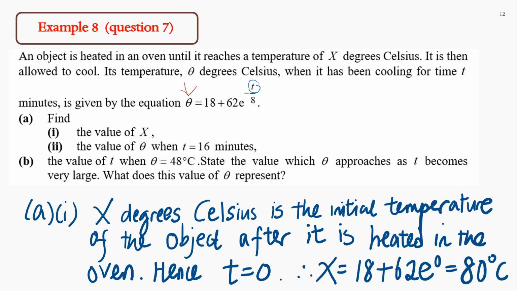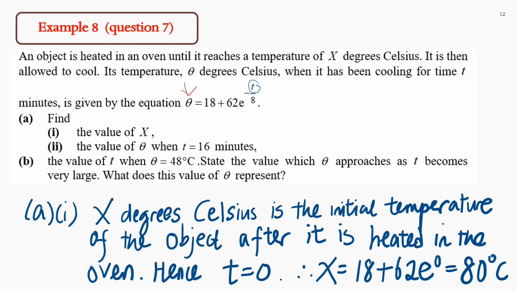Right, so you're asked to find the value of x. As explained there, x degrees Celsius is the initial temperature of the object after it has been heated. It could be, as I mentioned just now, if you're cooking salmon, you put the temperature to 180 degrees Celsius and cook it for 20 minutes. But in this case, you substitute t to be 0.